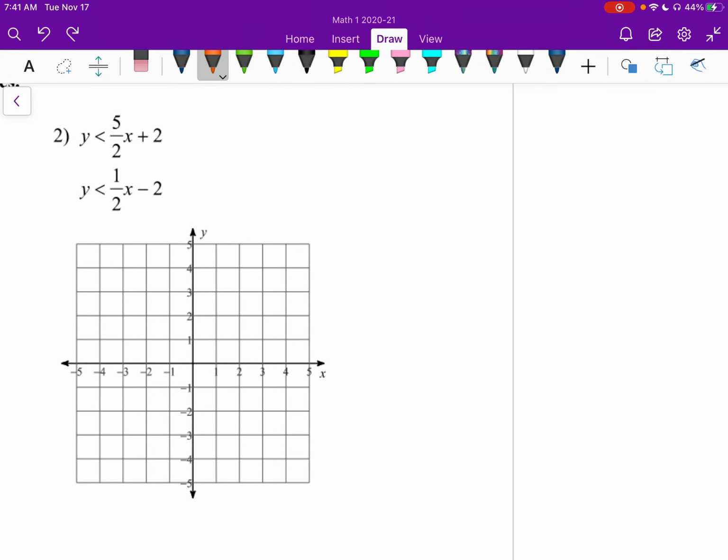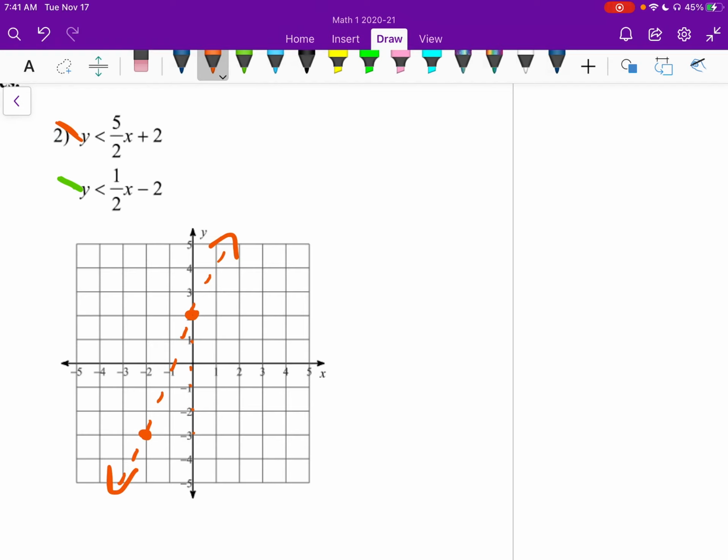Number 2, again, I'm going to color code my 2 lines. And so the first one, I have an intercept of 2, a slope of 5/2. So I want to go up 5, but I'm not going to be able to go up 5, so I'll go down 5. 1, 2, 3, 4, 5, and over 2. So there's going to be that. And I'm going to have a dotted line. So there's my orange line.